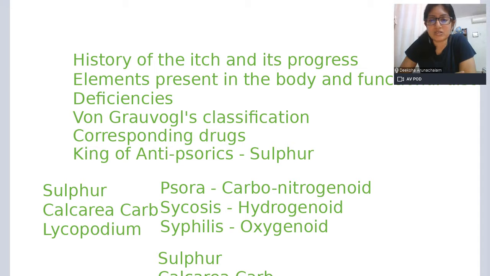Sycosis corresponds to hydrogenoid because there is disturbance in the fluid. Fluid is nothing but water. I'm not talking about just drinking too much water. It's about having edema, dropsy, effusion, cysts, vesicles, things like that, where there is abnormal fluid collection in the body. So sycosis is the miasm in question. And last is oxygenoid. The oxidation of elements or ions is not a very good function for the body. It causes destruction, and destruction is nothing but syphilis. So syphilis is the oxidative state.